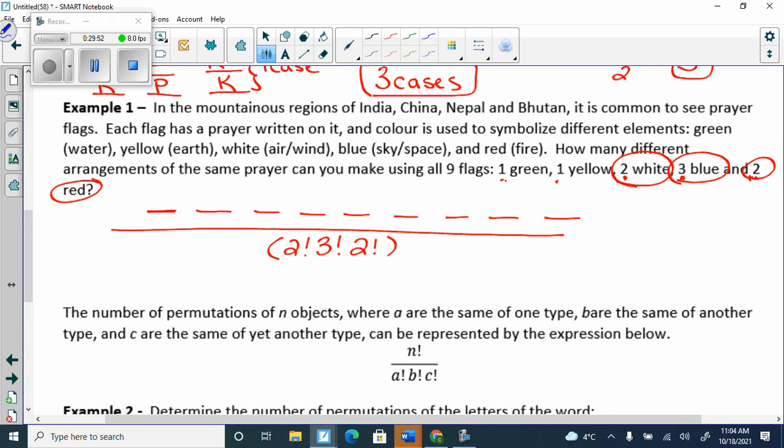So how many flag options do I have for the first blank? 9, then 8, 7, and so on. So on the top I have 9 factorial over 2 factorial, 3 factorial, 2 factorial, in brackets if you're not using the fraction button. Type it in. Practice, practice, practice.